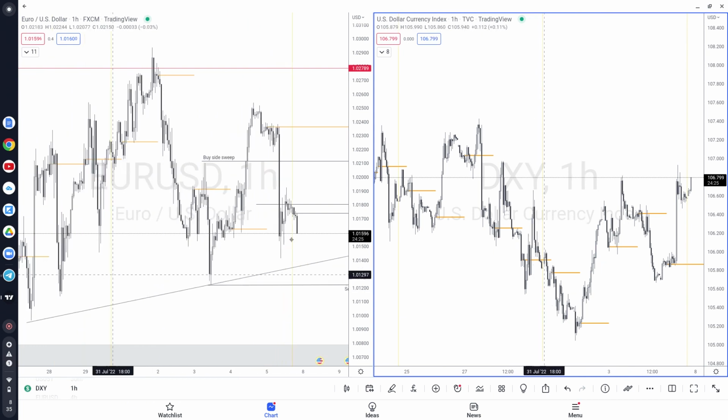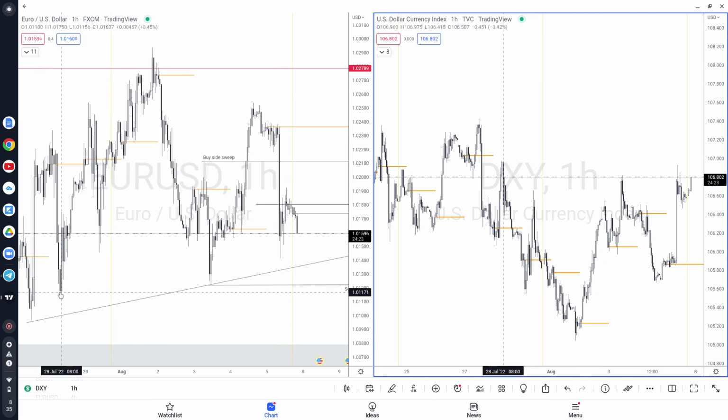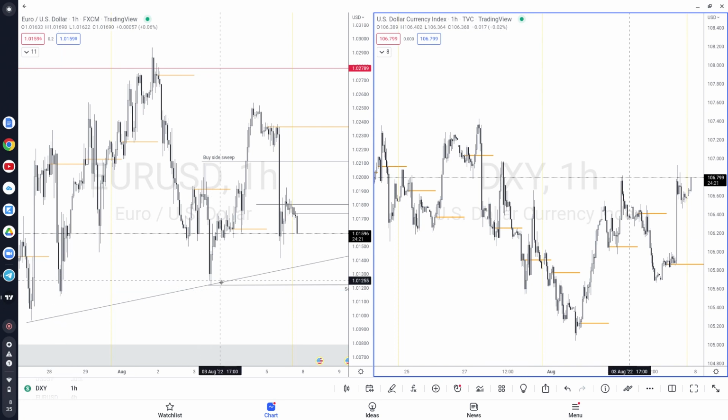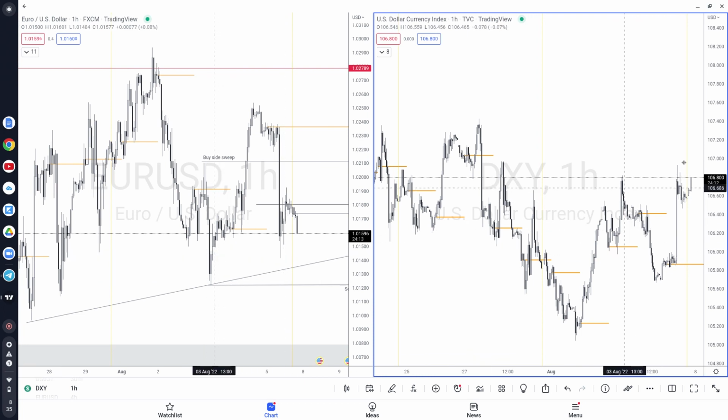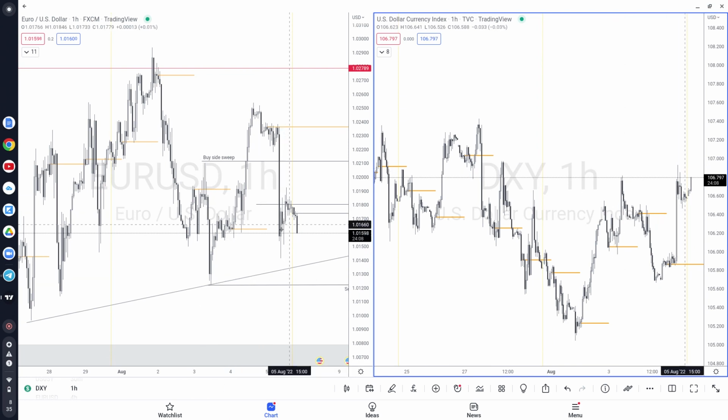And ultimately, so I'm marking this one, nothing to see there. This one, and this one, right? All right, so check this out. DXY took this high, which means that the euro should take this low, right? We have not gotten that.